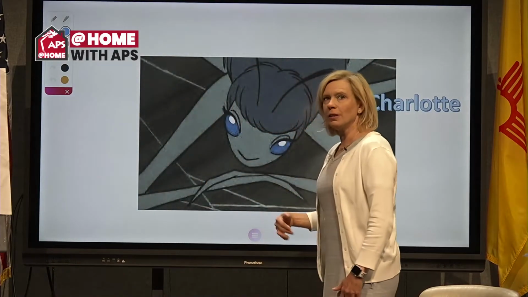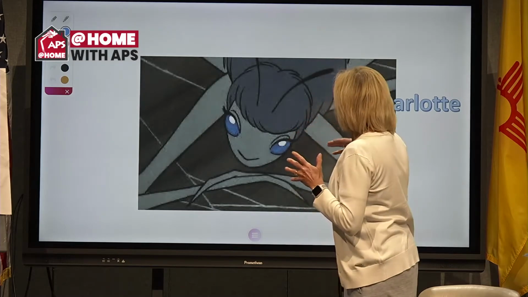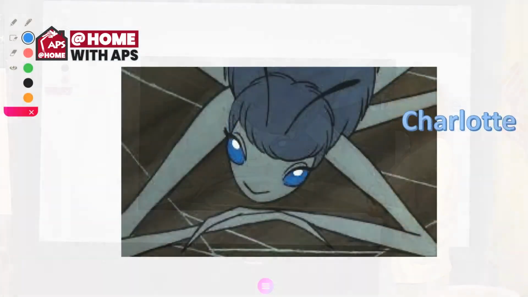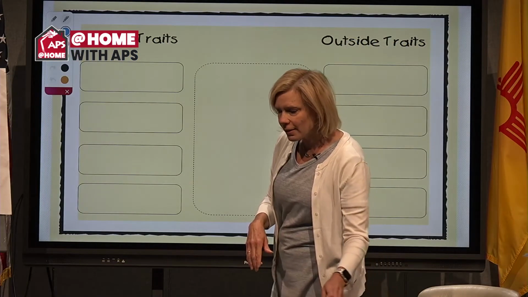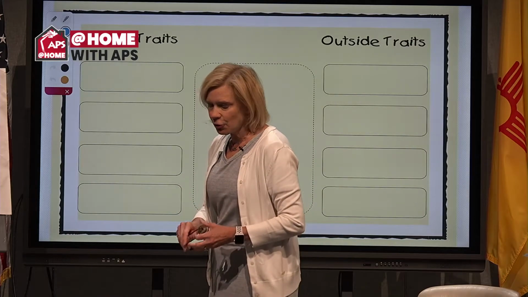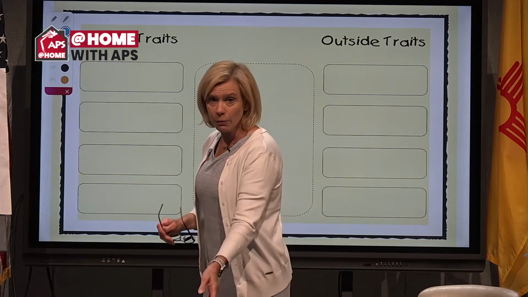Here's a picture of Charlotte so we can get one in our mind. She looks kind of thoughtful in this picture to me, but she's also dark and she has lots of legs. So I want to talk about those inside traits and then those outside traits that we have that you worked on with Miss Abby.